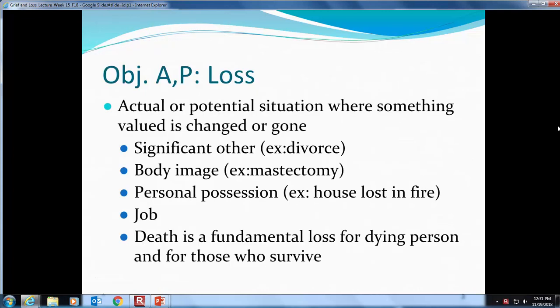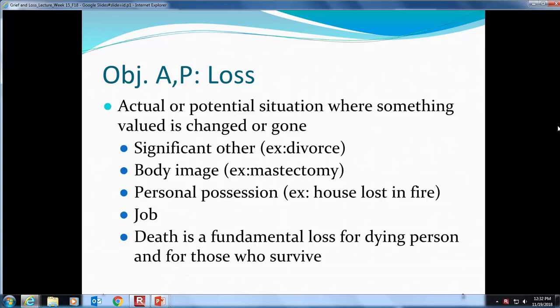Loss is felt by all individuals at some point or another and represents an actual or potential situation where something valued is changed or gone. Losses can be minor to significant and can cause brief sadness to long-lasting distress and depression. A loss is either material or psychological, or a combination of the two.